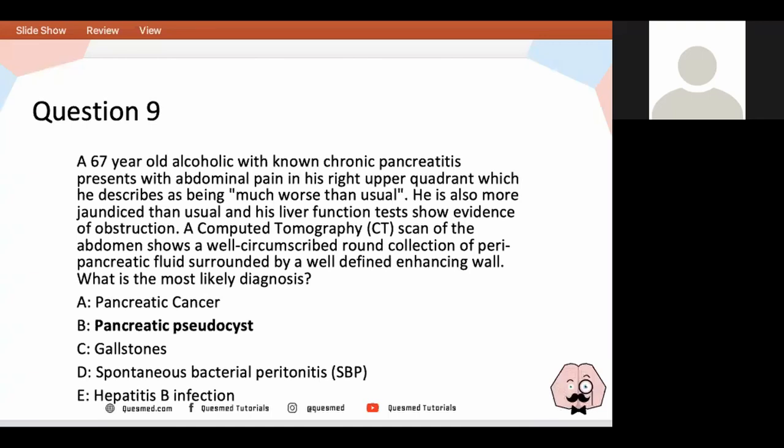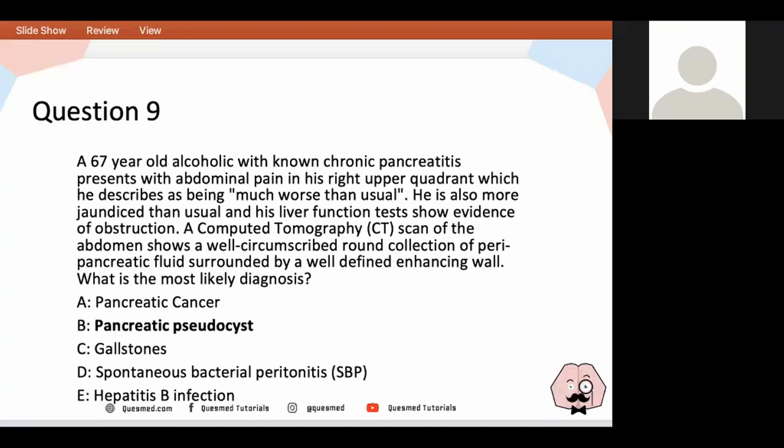Here we have a pseudocyst that has created a mass effect as such and has resulted in obstruction of the biliary tree. And that's why your patient has deranged LFTs and why they're jaundiced. Pancreatic cancer normally presents with painless jaundice. However, the CT scan findings would be slightly different. So pancreatic cancers are typically described as poorly defined masses on CT. Gallstones would present with right upper quadrant pain and the CT scan would show gallstones within the gallbladder.